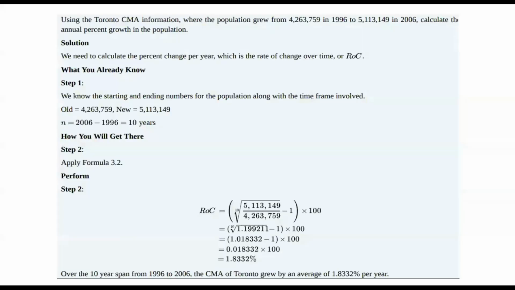Let's take a problem. Good. This here involves population growth. In 1996, we have 4,263,759 people. In 2006, that has increased to a little over 5 million. You want to calculate the annual percent growth in the population. Notice what they're asking, not the overall percent growth. They want the average annual percent growth in the population. So that's what they want.